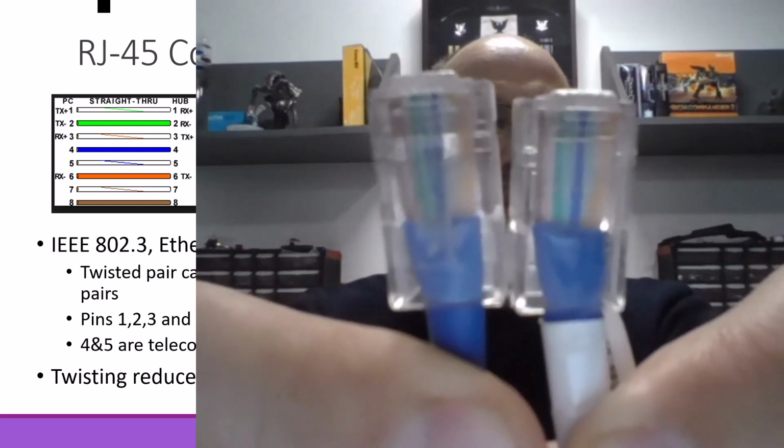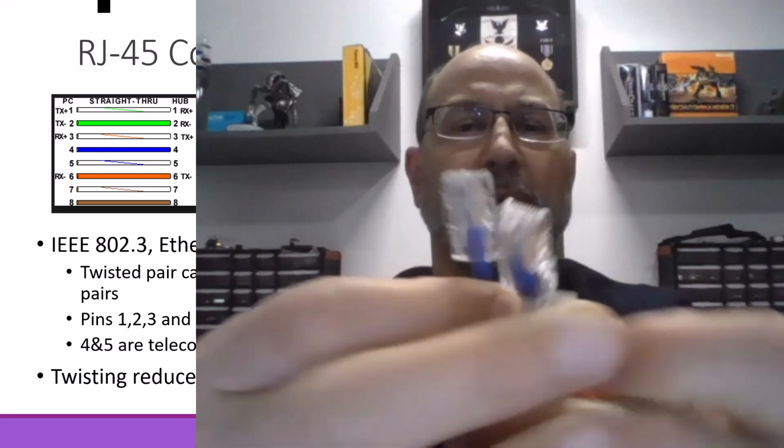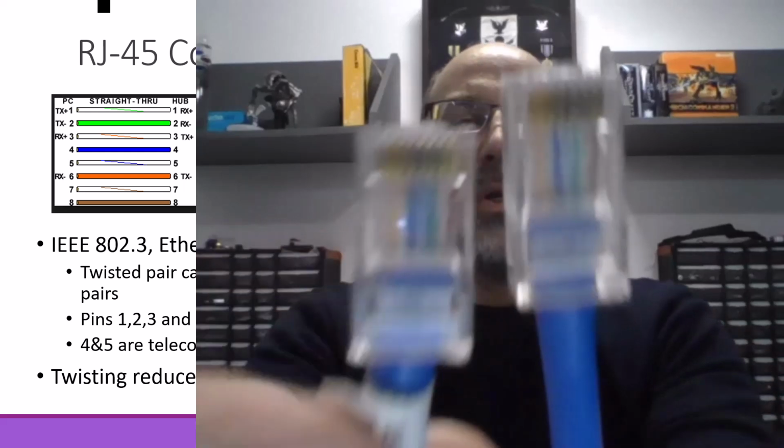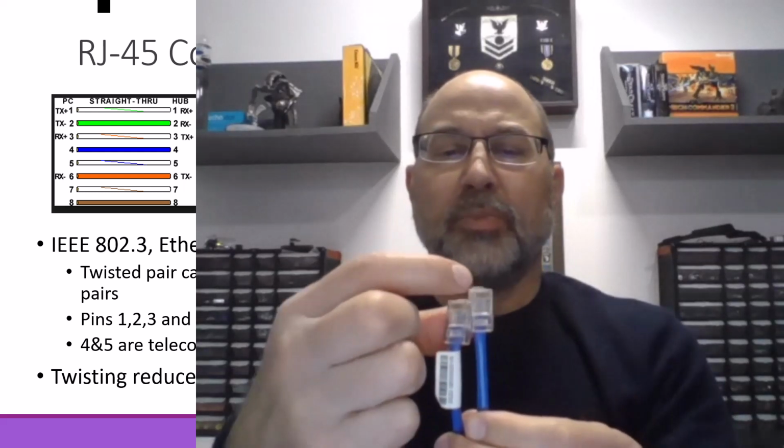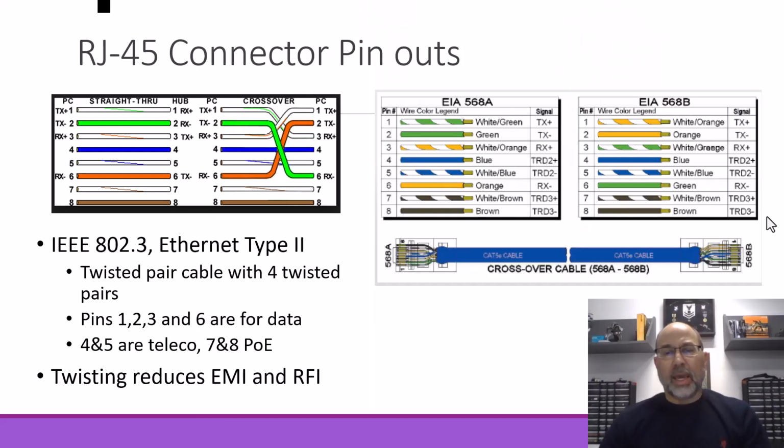So if you were to look at what the colors are, right? If we could see that maybe, you can see that pin 1 goes to pin 1, and so on. Pin 2 goes to pin 2, pin 3 goes to pin 3. And when we do that, what we're doing is we're saying, I'm going to terminate one side with 568B, EIA 568B.